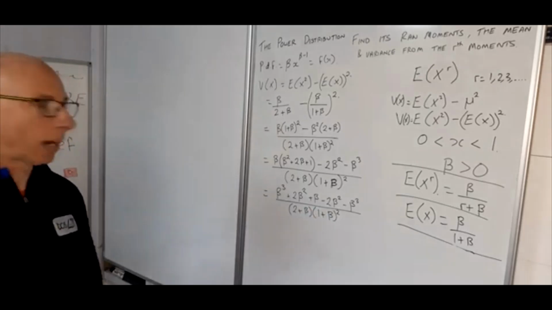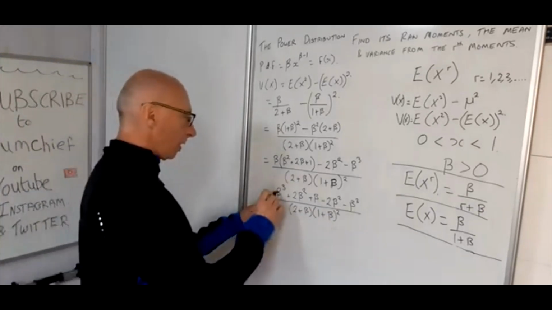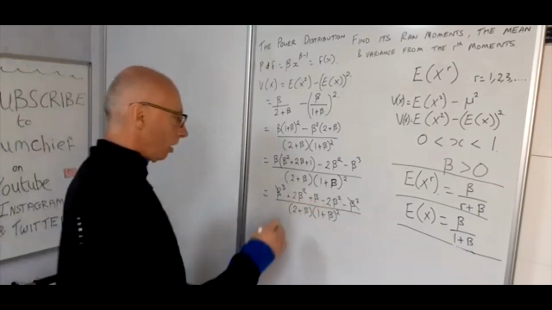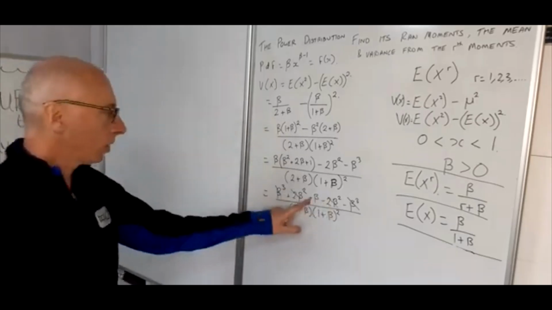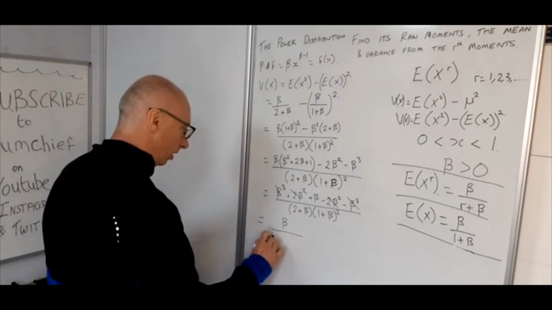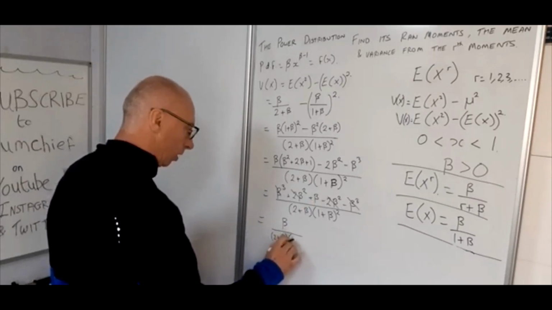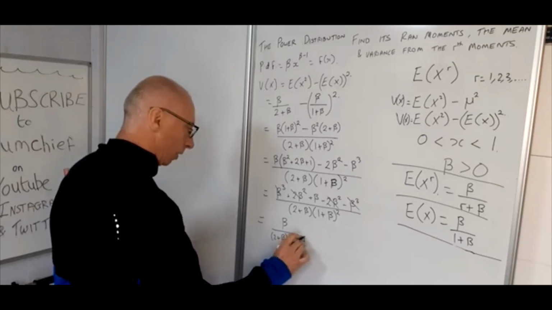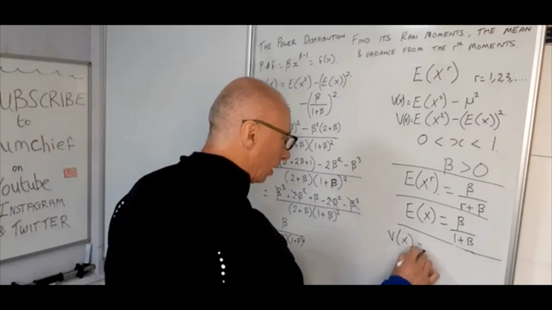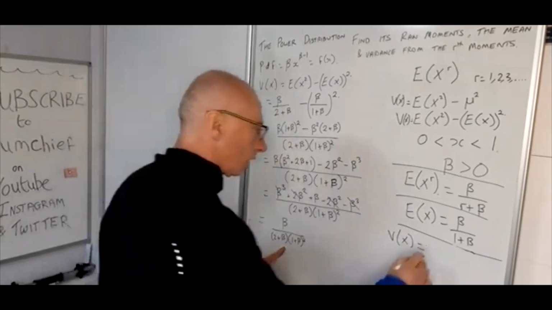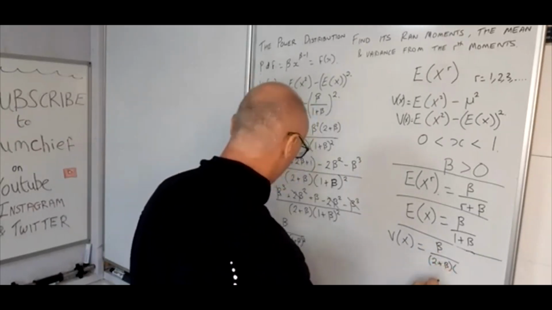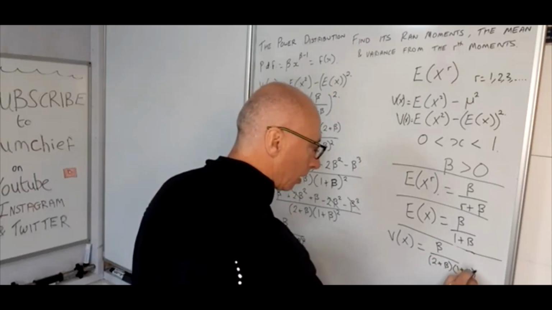Okay, now we got some things we can cancel. Beta cubed and beta cubed, they will cancel. Our 2 beta squareds plus and minus will cancel, and now we're just left with a beta. So this equals beta over 2 plus beta 1 plus beta squared, and that's our variance. So I'm going to write that in this box over here. So our variance of the power distribution is beta over 2 plus beta 1 plus beta all squared.